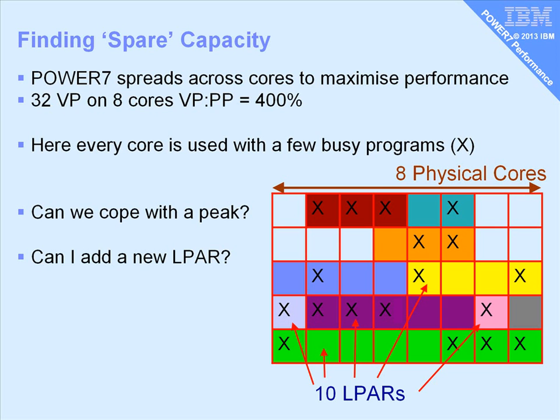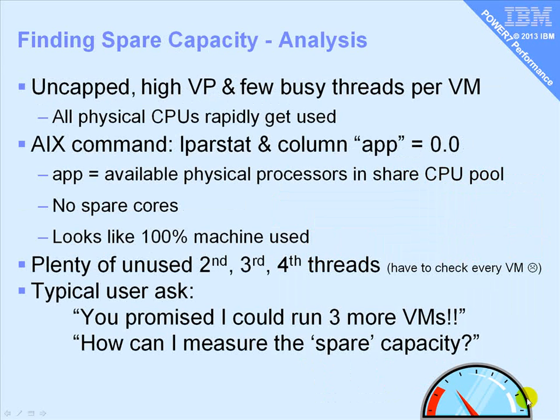The question is, all these cores actually look like they're busy, and they'll be marked up as that. Can we cope with a peak in demand, and can we actually start a few more logical partitions on this machine? If we dig into some of the details, we've got uncapped high virtual processor logical partitions in here, but just a few busy threads per virtual machine. All the physical CPUs will rapidly get used up.